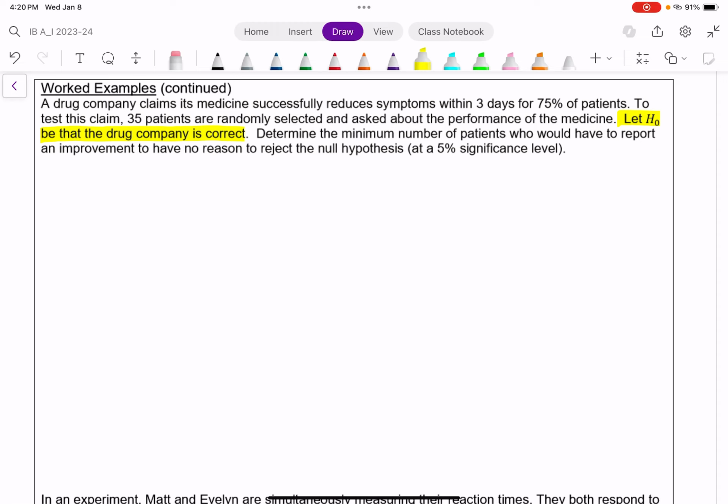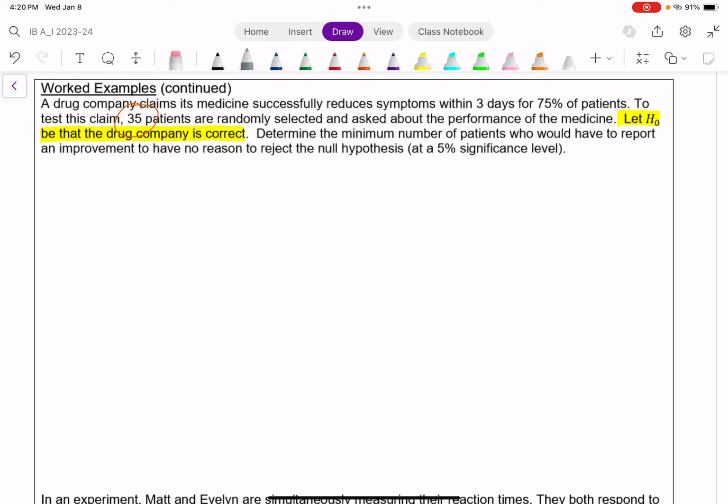All right, so it's not actually asking for a hypothesis test to be concluded here. We just want to know what would be the minimum number of patients for them to basically accept, or I shouldn't say accept the null hypothesis, but have no reason to reject it. What's the minimum number of patients who can say this drug is working out of the 35? So that the company does not have a reason to reject their claim.